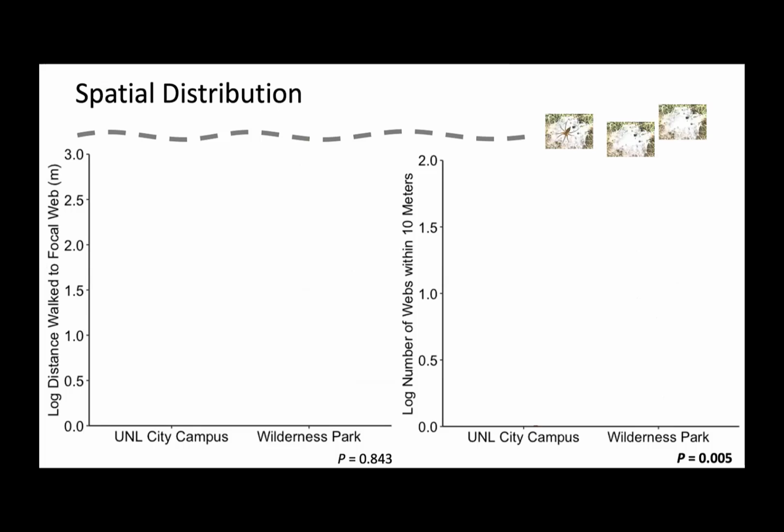So all of my graphs are going to look pretty similar, so I just want to introduce you to how they're going to look. In all of them, the x-axis is the same, so UNL City Campus is on the left and Wilderness Park on the right, and then my y-axes will change. So here I'm showing the distance that we walked from the path intersection to the focal web on the left, and then the number of webs that were within the 10-meter radius on the right.